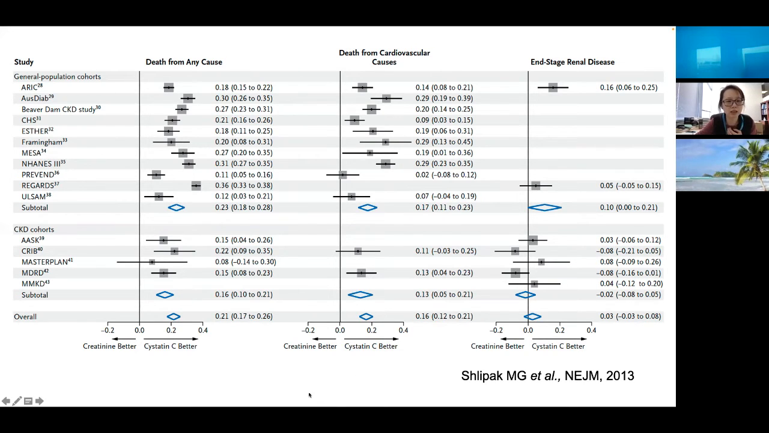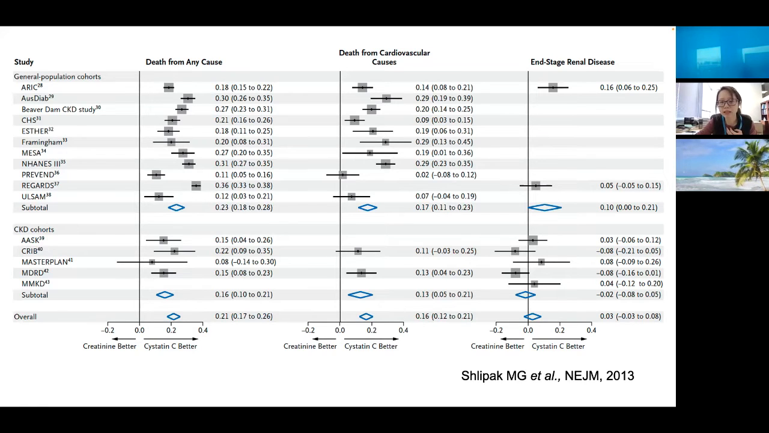And these are the forest plots they use to see whether or not cystatin is a better prediction marker for all-cause mortality, cardiovascular mortality, and the progression to ESRD. It shows that in the general population, cystatin seems to do better than serum creatinine as a prediction marker for all 3 categories. For patients who have underlying CKD, it's also a better prediction marker than serum creatinine when you look at all-cause mortality and cardiovascular mortality.